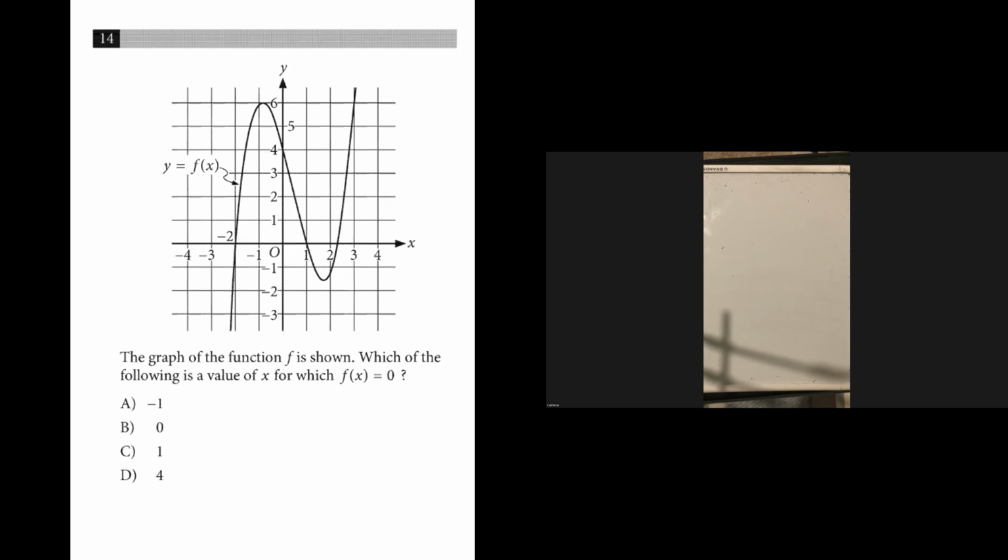Okay, this one's incredibly easy. We have a graph. It asks which of the following is the value of x for which f of x is equal to 0. f of x is basically the same thing as y. So for which value of x is y equal to 0? At -1, y is just below 6 slightly. And then at 0, it's equal to 4. At 1, it's equal to 0. So the correct answer here would be C.